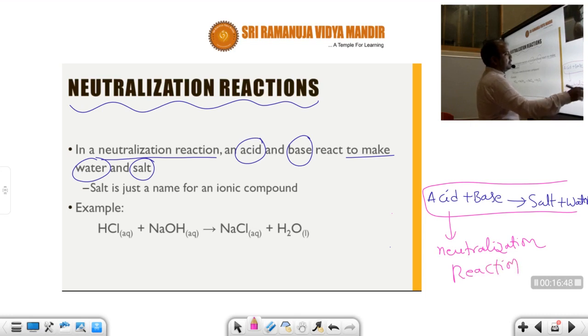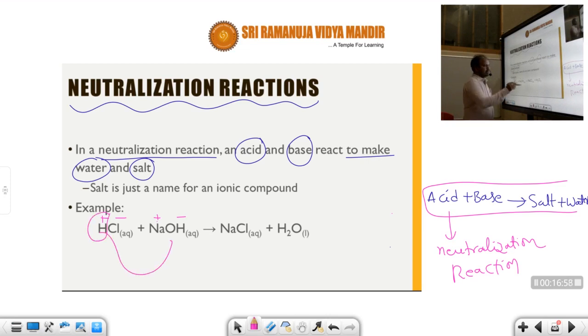Neutralization reaction. Why is it a double decomposition reaction? HCl, H+ Cl-, NaOH, Na+ OH-. Exchanging their radicals. This H+ ion attracts the OH- ion, exchanging their ions. As well as here Na+ attracts the Cl-, because opposite charges always attract each other. That's why H+ and OH- combine with each other. What will be formed? H2O will be formed.